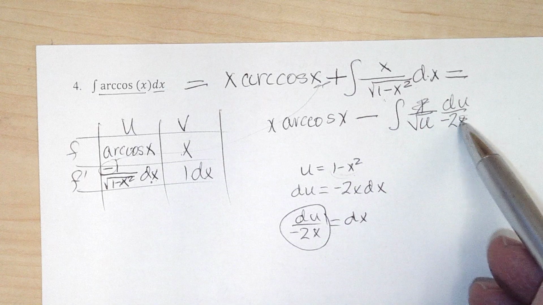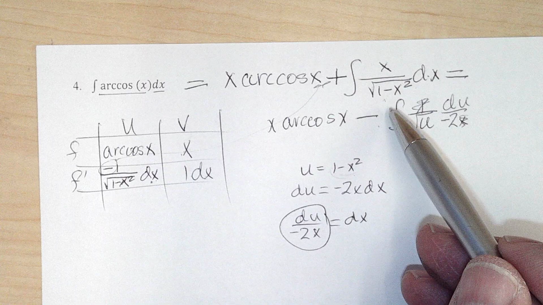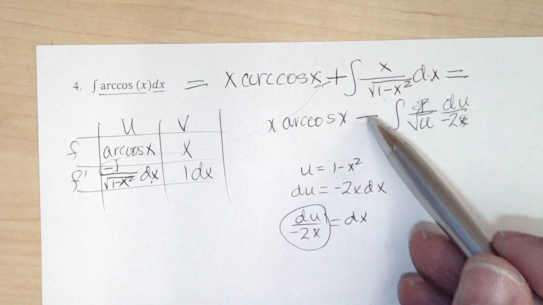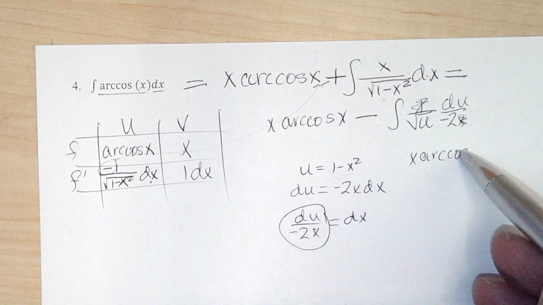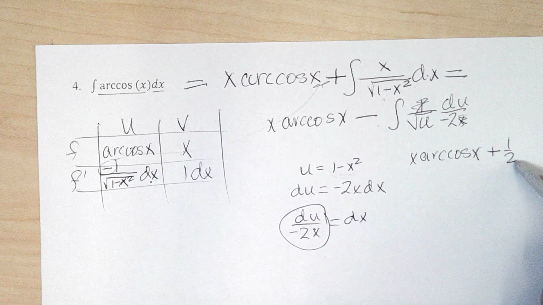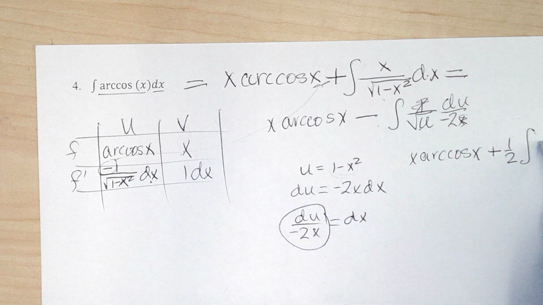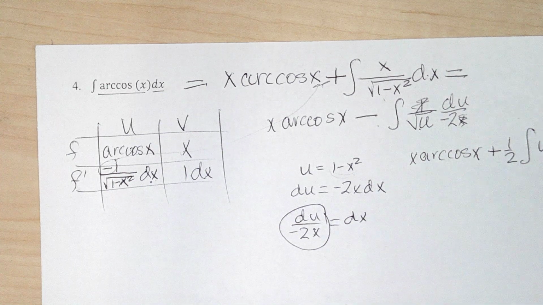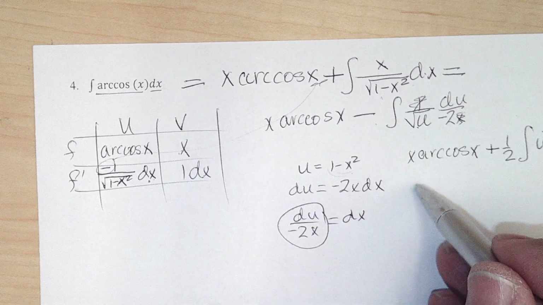The x's cancel, and the minus 2 comes out in the denominator, so it becomes out as a negative 1/2, making it plus. So we get x arc cosine x plus 1/2 integral of 1 over the square root of u, which is u to the negative 1/2. Square root is 1/2, and it's in the denominator, so moving it up makes it negative 1/2. So I can use the power rule on that.